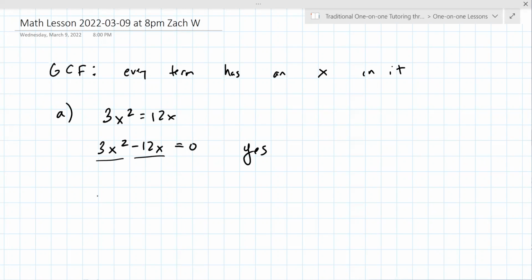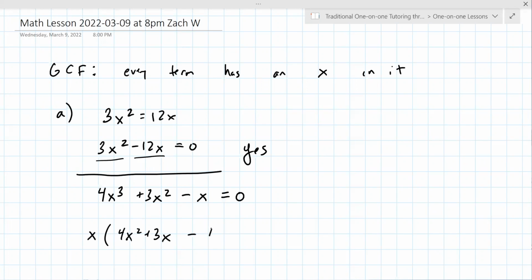What if it's 4x cubed plus 3x squared minus x equals 0? Is this GCF? Does every term have an x in it? Yes, it does. Now you would factor out an x in each of these, but let me show you what this produces: 4x squared plus 3x minus 1 equals.